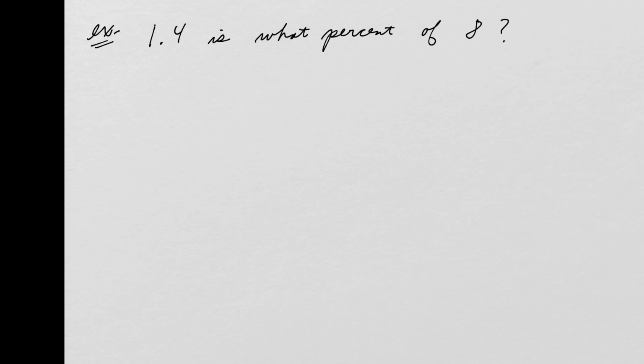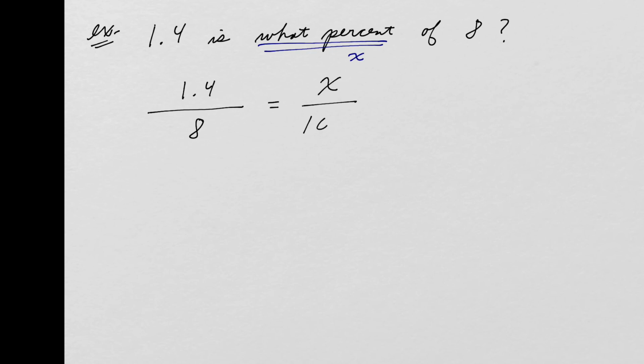Okay, so again, let's set this up as a proportion. The base is going to be the thing after the "of," which is the 8. The amount will be the other number, in this case 1.4. And that's got to equal the percent, which is our unknown, right? We're trying to find the percent, so that's our unknown x over 100. So there's my proportion. I want to solve it.